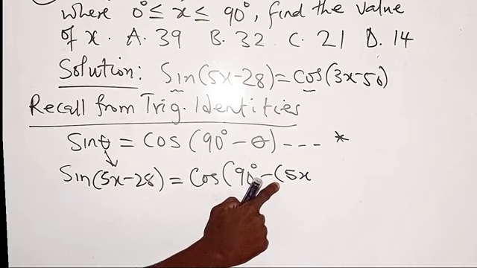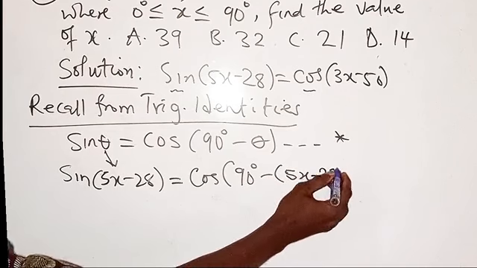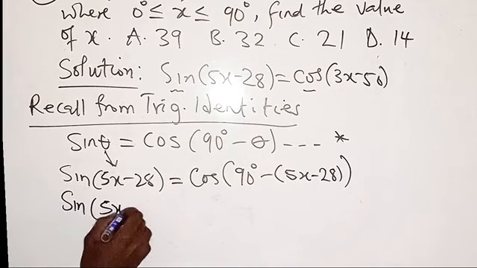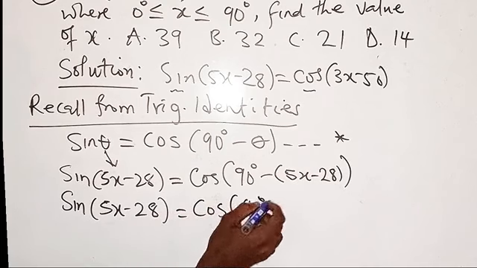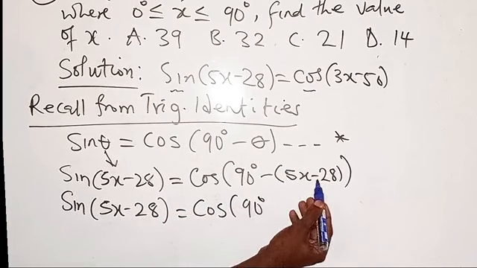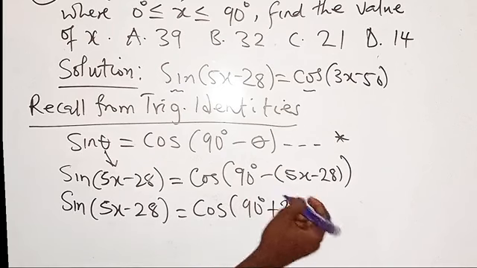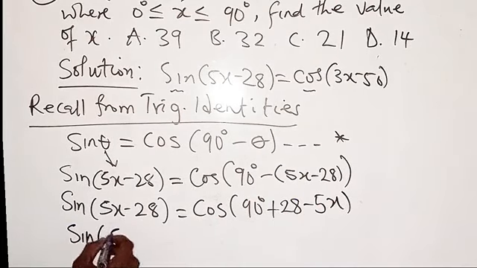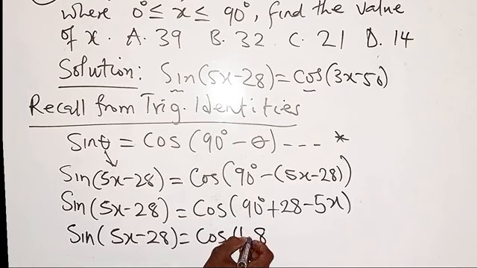So you need to put the parenthesis, that is bracket here, minus 28. If you don't put the bracket, you'll not get it right. So we're going to have sine 5x minus 28 equals cos 90. Now use this minus to open the bracket. Minus times 1 minus 28 will be plus 28. Then minus times 5x, we're going to have minus 5x. So we have sine 5x minus 28 equals cos 90 plus 28. That will give us 118.